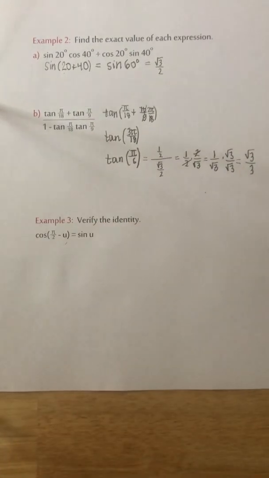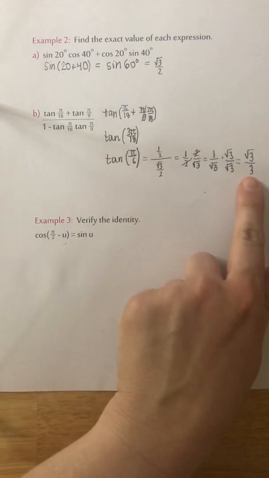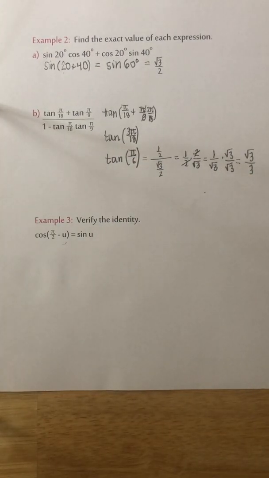Now you may have already memorized what tangent of 30 degrees is, and if you have, then you could save yourself some work and not actually have to show any of that work. You could have gone straight from here to here. So if you already have that memorized with your unit circle, then kudos to you. That makes this problem that much easier.